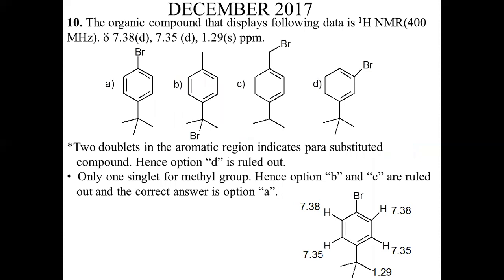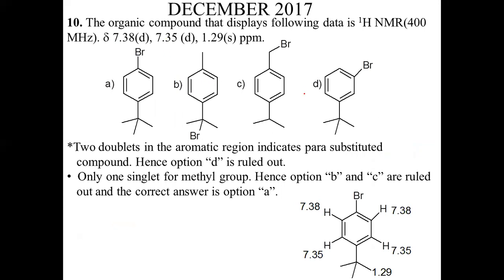Next, we have a question from December 2017: the organic compound that displays the following data in proton NMR. So you just have to look at the proton NMR. Here you have two doublets again in the same region. I don't know why, but in almost all the CSIR questions you have para-substituted compounds, as we have seen.